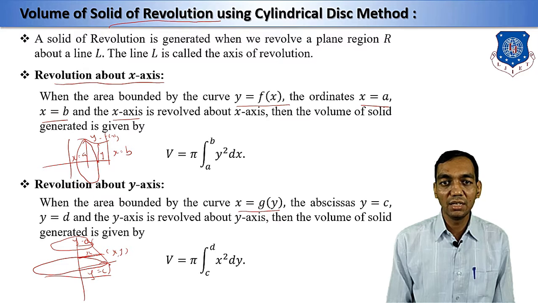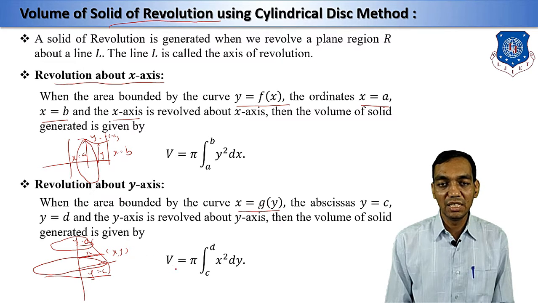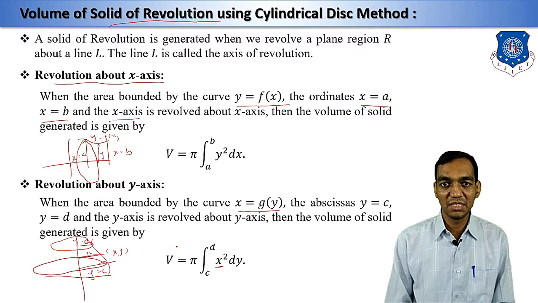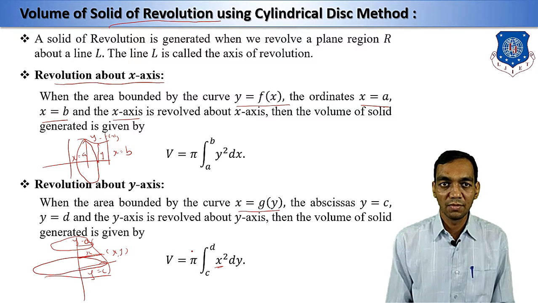Correct? So here you have V is nothing but integration from c to d x square dy, where for x square, you have to put the value of x in the form of y and then you have to integrate. Okay? So these are the basic concepts for simple volume of revolution.